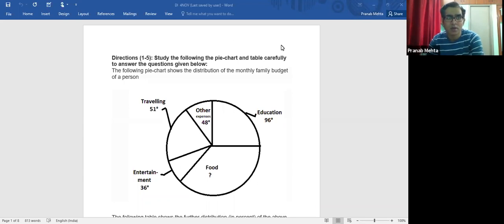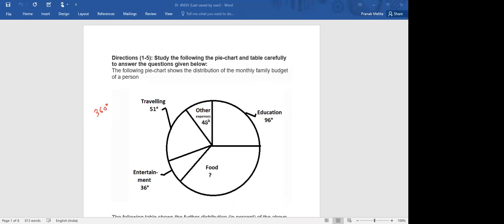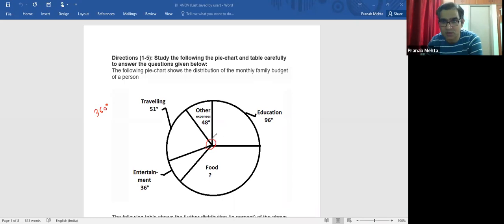All right. Now, let us go with the first caselet. What they're talking about is: the following pie chart shows the distribution of monthly budget of a person. So the monthly budget of the person has been given to us in terms of a pie chart. I believe all of you know that a pie chart represents a total of 360 degrees. Is this point clear with all of you? Yes, sir. So the whole of this is 360 degrees.